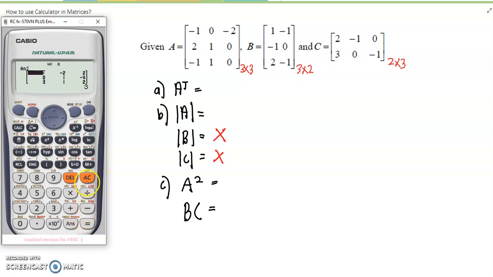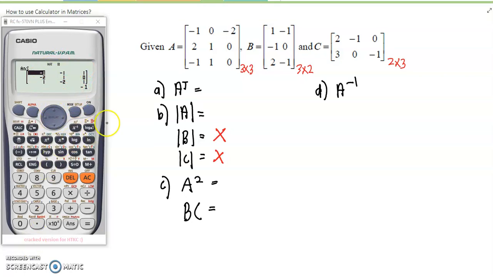Now we calculate the multiplication of matrix B with C. Shift 4. Matrix B will be number 4, multiply matrix C. Shift 4, select matrix C, number 5. And then you press equal. So here we have the product of B and C.